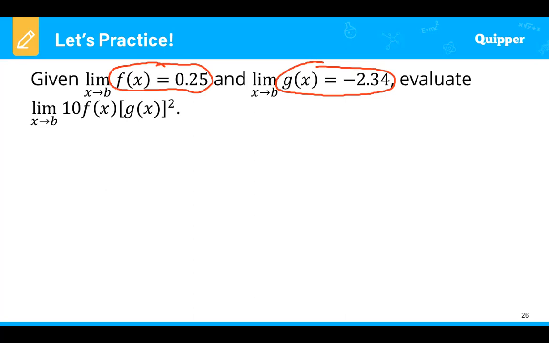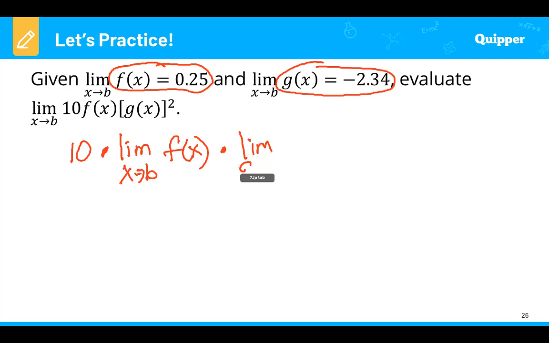For the multiple law, ilalabas muna natin si 10. So it will look like this. It will look like 10 multiplied by the limit of f of x multiplied by the limit of g of x squared, equals blank. Ganyan yung magiging itsura niya, di ba?